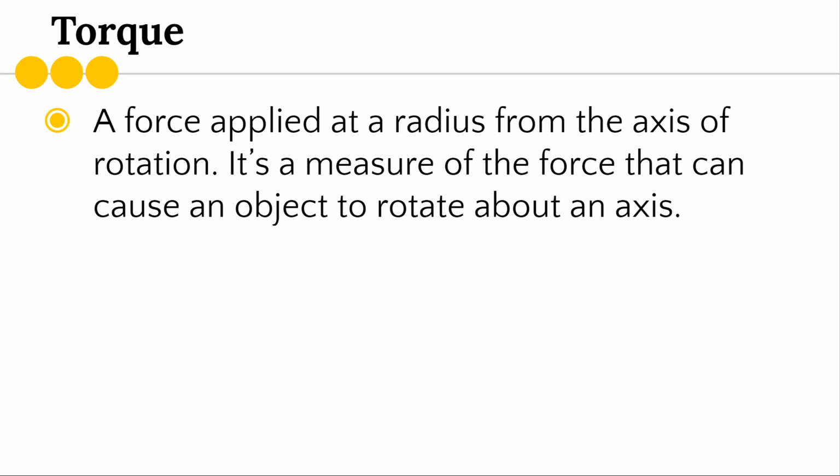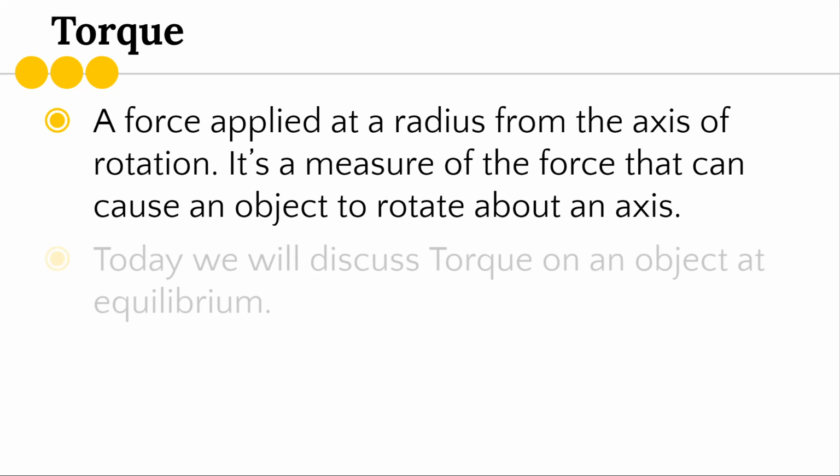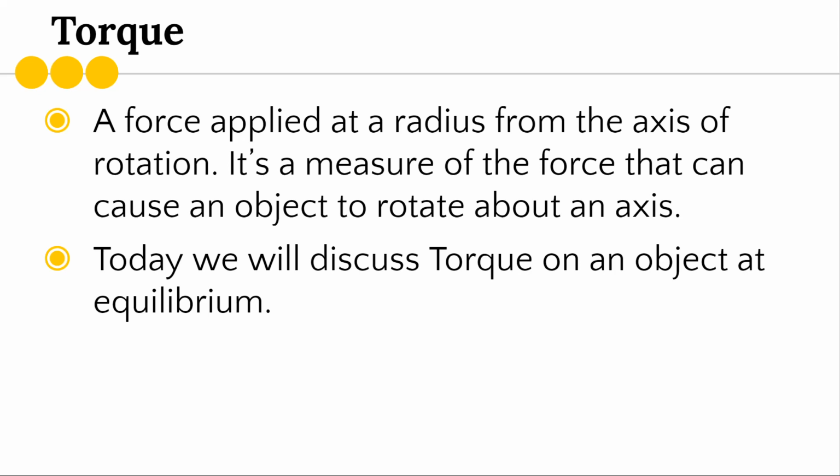Now, you might have more than one, and it's possible that it's balanced and canceled out by something else, but you'd still have a torque applied. In our lab, we did have equilibrium. They were balanced, and there were still torques. We just didn't analyze them yet because we hadn't done it. So that's what we're going to do today. We're going to discuss torque on an object at equilibrium.